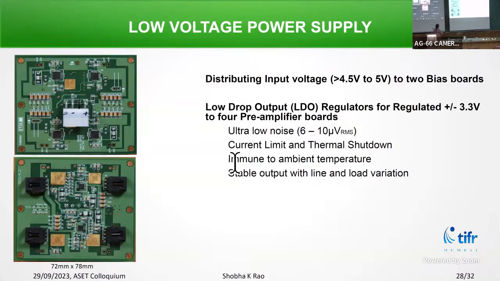And now all these amplifier cards, four amplifier cards and the two bias cards, have to be powered. For this we are using the low voltage power supply board, which uses LDOs, which have very low noise. The amplifiers are powered by these connectors, and the bias is just given to those bias boards.